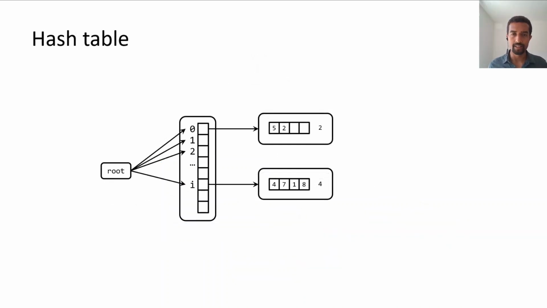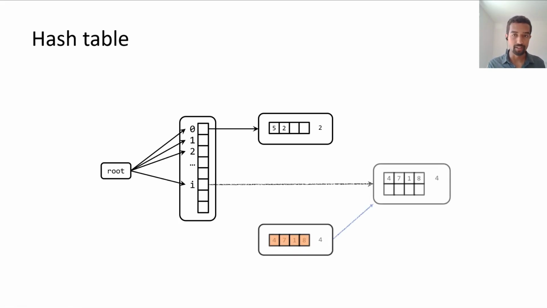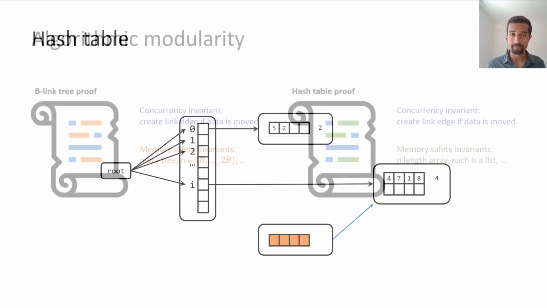This linking technique is not specific to B-trees. It can also be used for something completely different, like a hash table. So here we have a hash table where the buckets are basically nodes that contain arrays of keys. And if this array gets full, one thing you could do is to allocate a new bucket node with twice the capacity and move all the keys from the old node to the new node. And once again, as long as you leave a blue link edge telling other threads where the keys have been moved to, this should be safe.